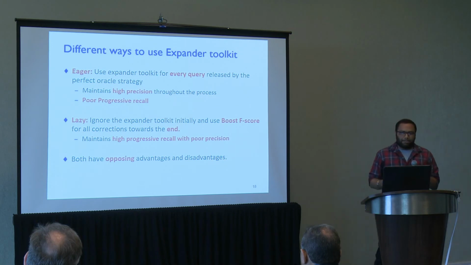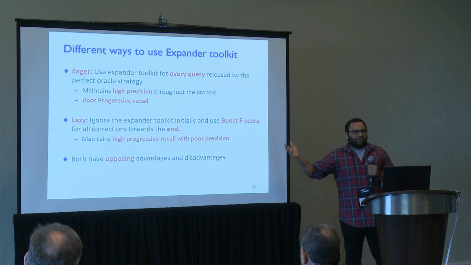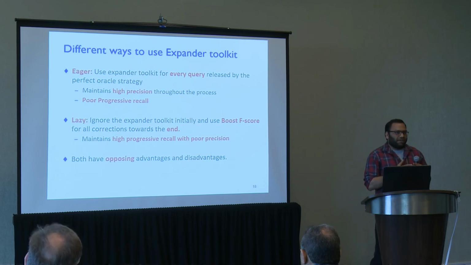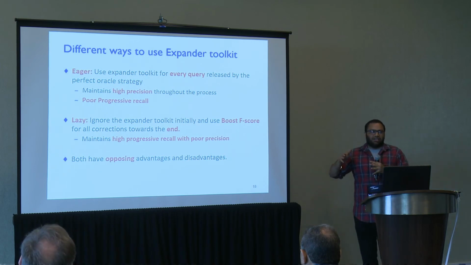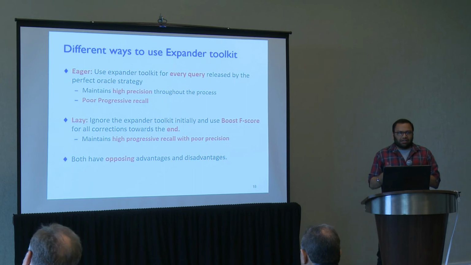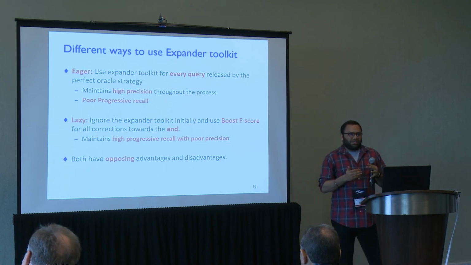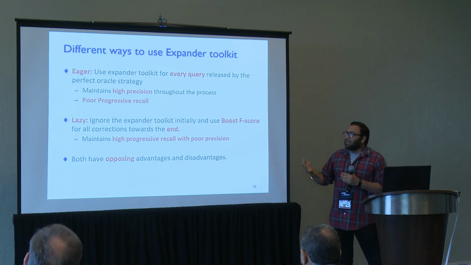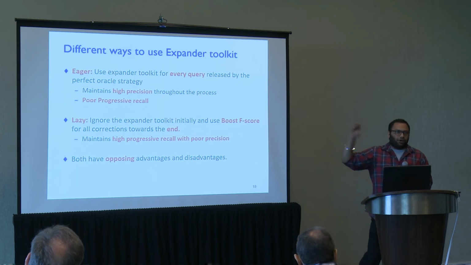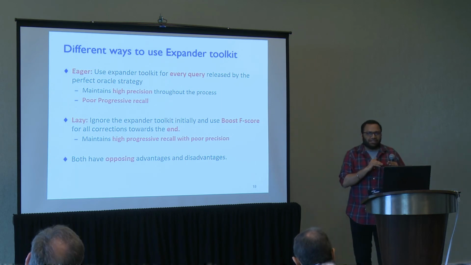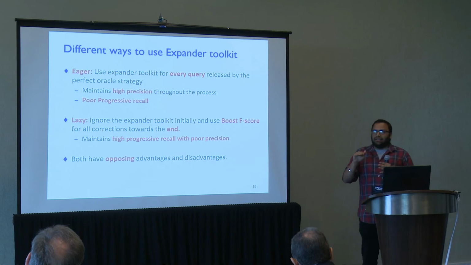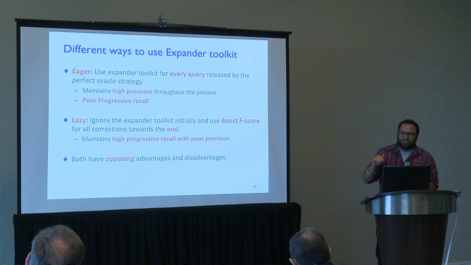You could be very lazy, where you will always consider the perfect oracle strategy and not the error correction layer initially, and towards the end you say, I'll call boost F-score to boost the precision and recall and then return the clustering. The lazy approach will give a higher progressive F-score because initially it boosts the recall quite a lot, but then it plateaus out at a lower precision.